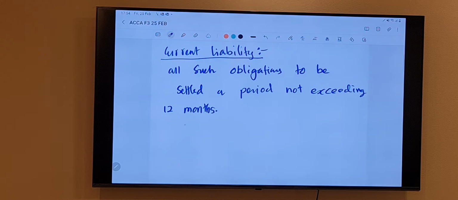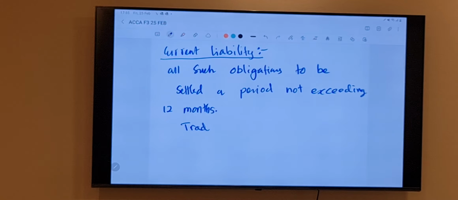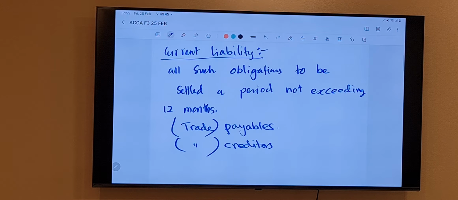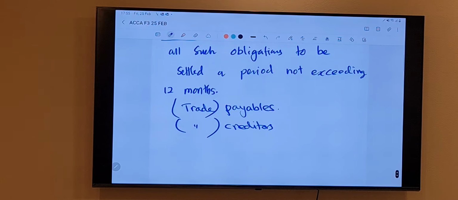we have trade payables. When you write trade payables, you can also write creditors. Trade creditors, same meaning, two different names. Sometimes we only write creditors without the word payables. Payables and creditors, same meaning, in a broad sense.